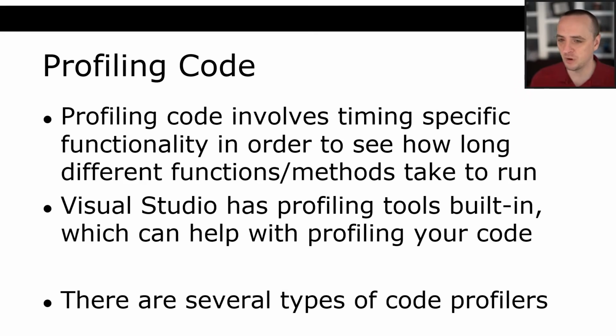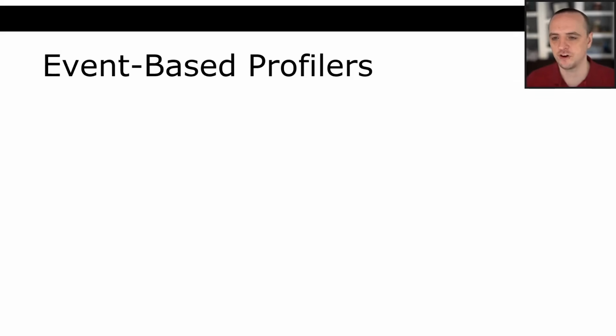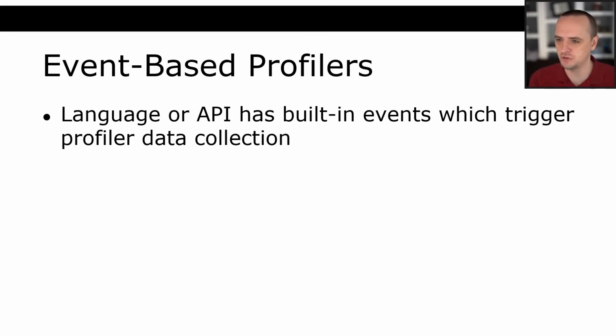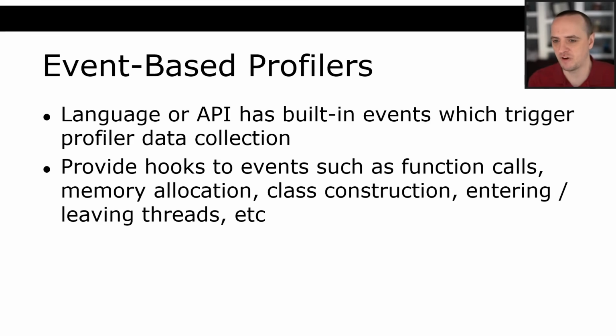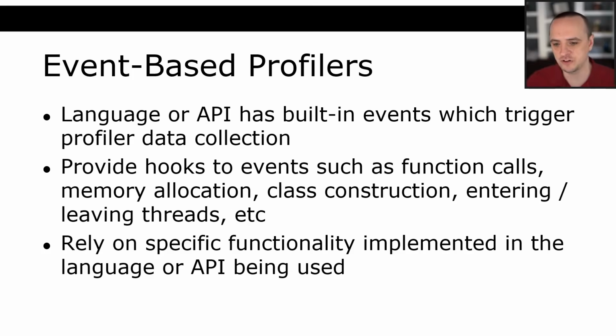However, before we actually give a demo of that, there are several types of code profilers, and let's explain those first. So first are event-based profilers. Event-based profilers typically are used when a language or API has built-in support for them. Some language or API may have built-in events which trigger profile data collection. That means they provide hooks to events such as function calls, memory allocation, class construction, entering or leaving threads, etc. They rely on specific functionality implemented in the language or the API that's being used.